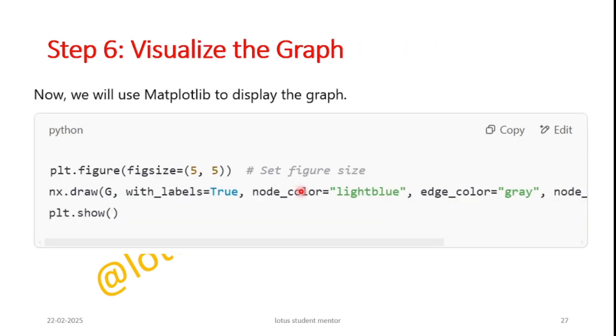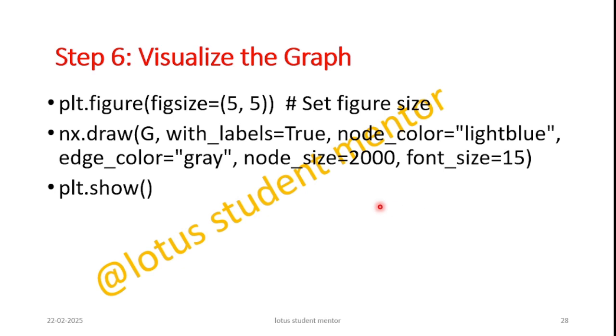Then after that, we want to set the figure size. What is the figure size? It is 5 by 5. And we have to draw the labels in different colors. Node color becomes light blue. If you want blue or black or red, whatever one, you can keep it. And edge color is gray. After edge color, we have to give node size, that is 2000. And font size is 15. If you want, you can change the font size also. After that, plt.show(). Now this is the program.